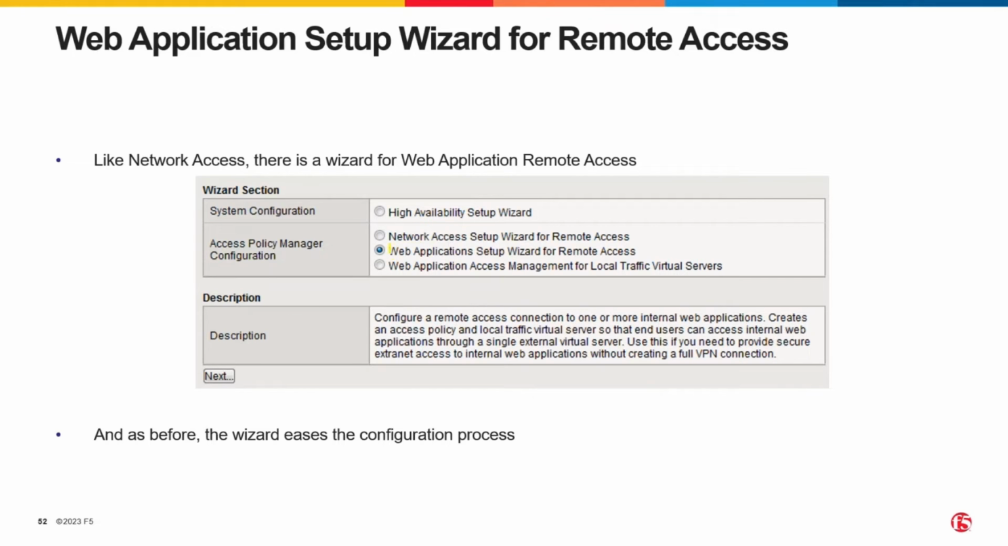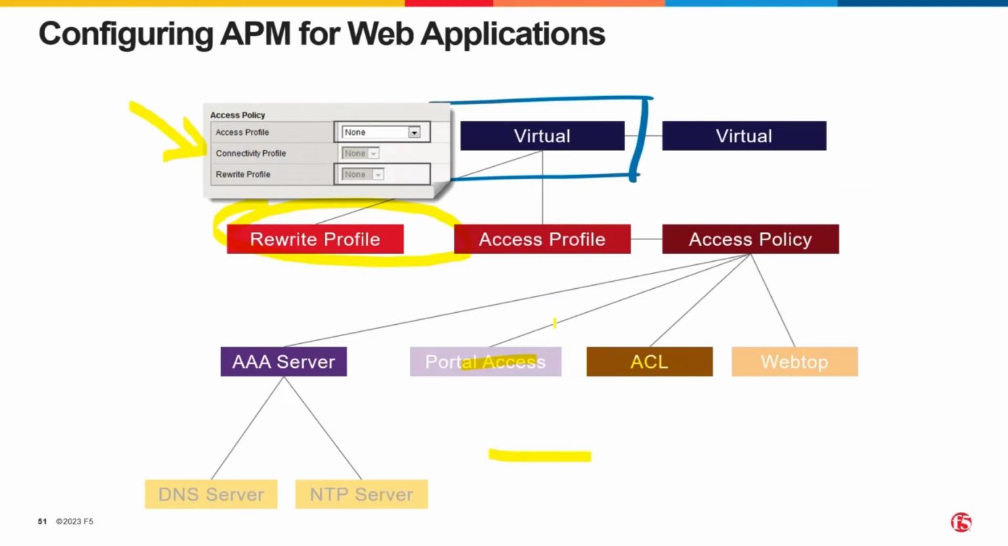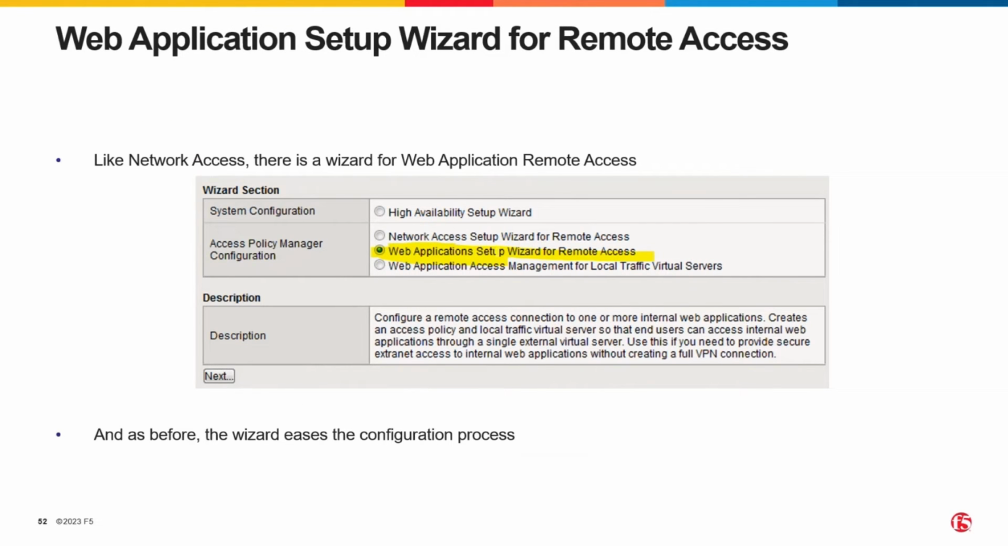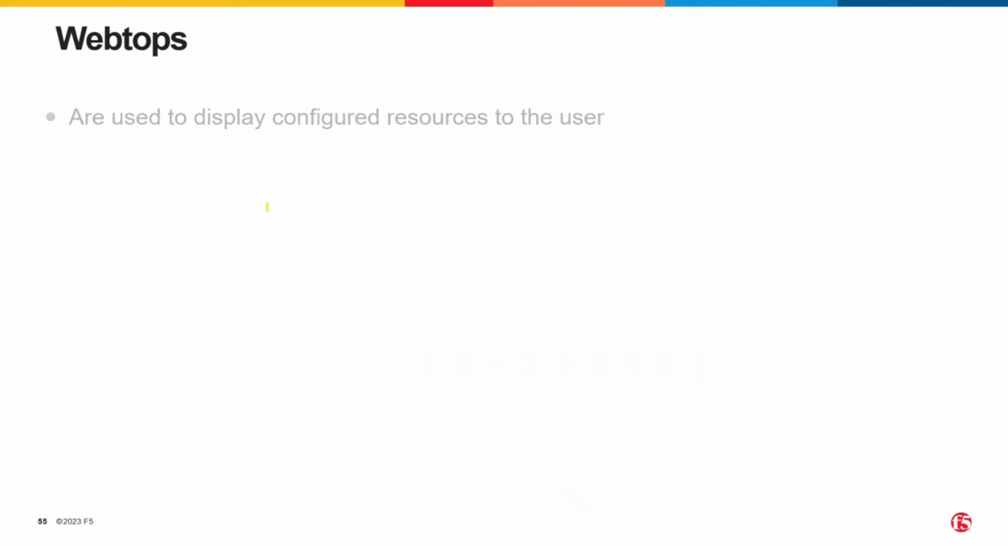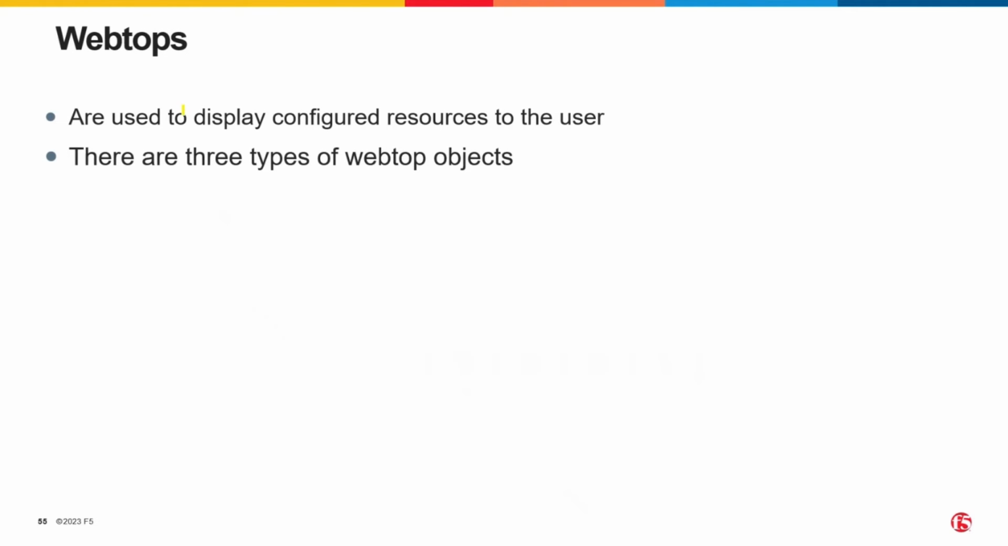But we are going to use this second option, this portal access setup wizard. I'm not sure why it says remote web application setup. This should be portal access setup wizard for something. I don't remember what that is. The screenshot is wrong. And of course, the summary at the end.